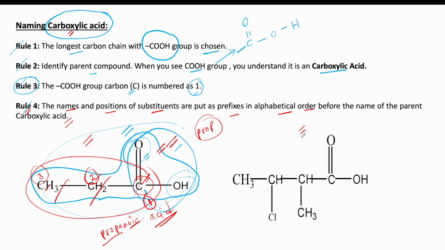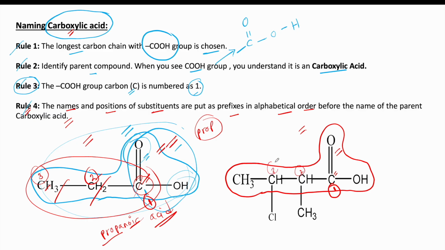Now let's look at this one. So definitely this is the longest chain with the COOH group, and definitely this is the COOH group, so this entire compound is a carboxylic acid. Now we will definitely number this carbon as 1 because this is the COOH carbon. This carbon is 2, this carbon is 3, and this carbon is 4. Now over here we have 2 substituent group.